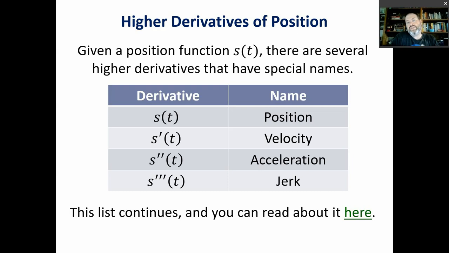And it turns out that the third derivative of position is called jerk. And the only time you've maybe ever realized that that exists might be on a roller coaster, because it's how fast your acceleration is changing. So velocity is how fast your position is changing, right? If your position is in meters, your velocity is in meters per second.